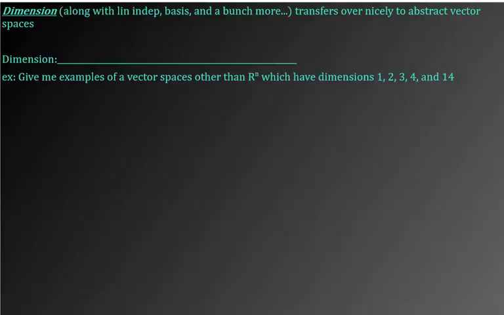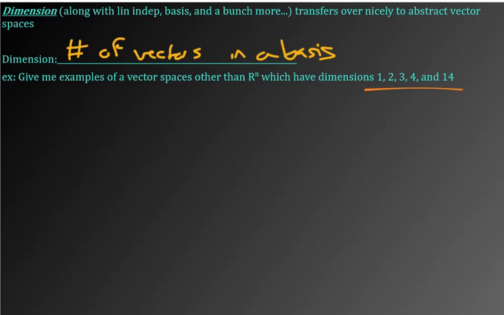So another thing I said I wanted to talk about here was dimension, and it's very much the same thing that we've seen. Dimension is still just the number of vectors in a basis, okay? And just to make up a few examples to get you used to it: if I was to write down some examples of vector spaces that are more interesting, other than Rn, that have dimensions 1, 2, 3, 4, and 14, there are literally infinitely many choices. I'm just going to make some up on the spot here.